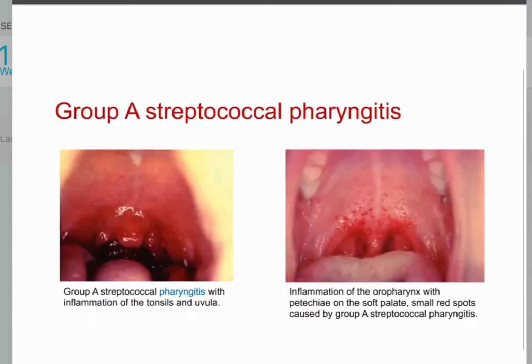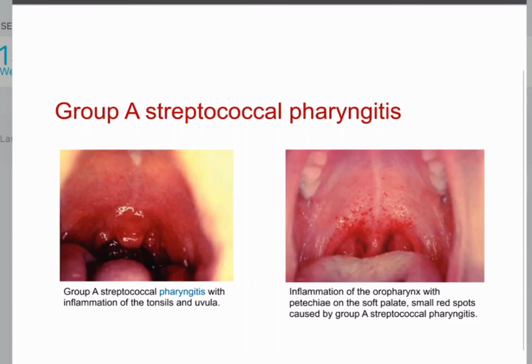So this is just to show you how the group A pharyngitis looks like. It can be highly inflamed on the left panel, which you can see around, and it could be inflammation along with the petechial spots or the red spots, which can be seen on the hard palate and the tonsillar surface, and then the posterior pharyngeal wall.